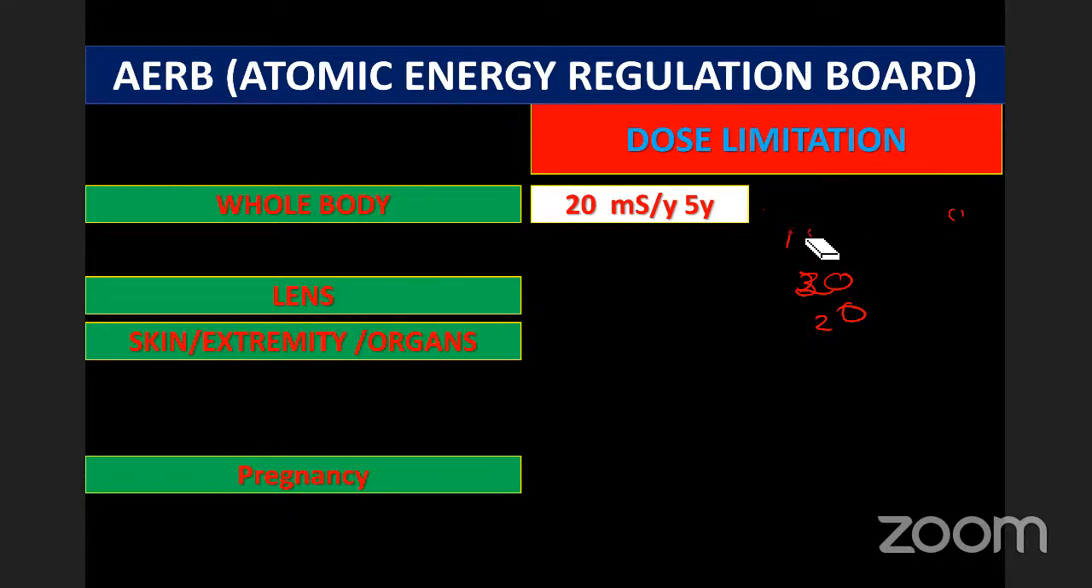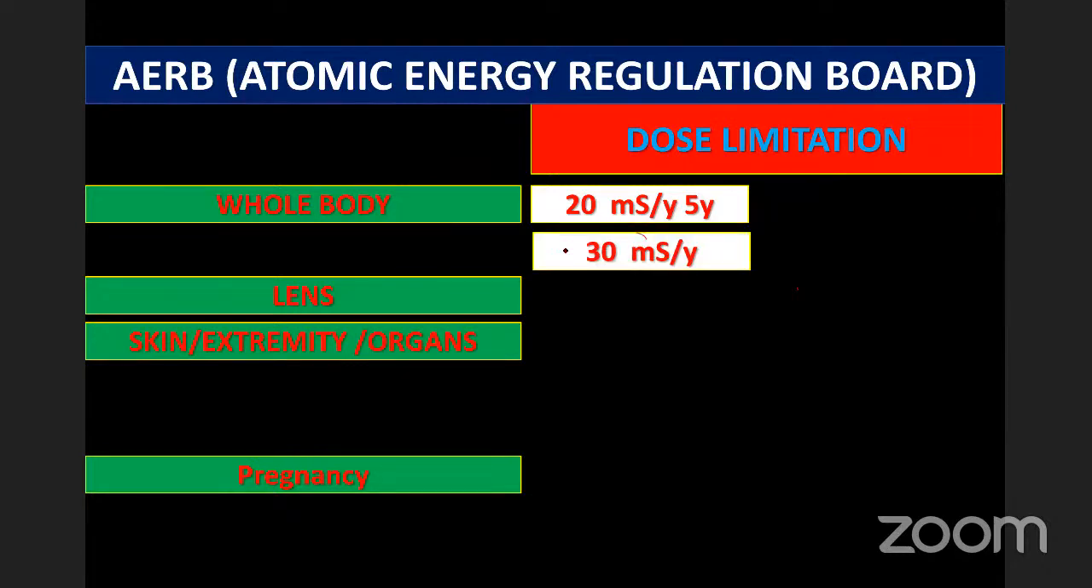Okay, so that is fine. So 20 millisieverts per year for 5 years. But if 1 year exceeds 30, it is again beyond the limit. Okay, in 1 year it should not exceed 30. So if in 1 year it goes to 31 millisieverts, then it's done. You don't count for the next 5 years. They'll have some rules that you have to stop working for so many terms and all that.